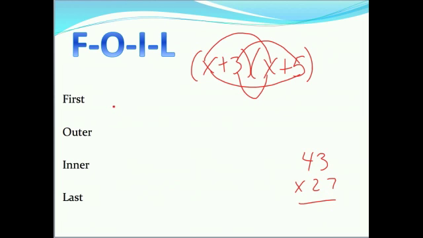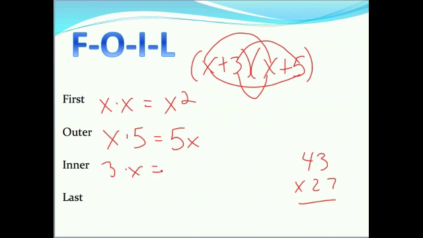So we'll start, our first will be x times x, which we know to be x squared. Our outer will be x times 5, which we know to be 5x. Our inner will be 3 times x, which we know to be 3x. And our last will be 3 times 5, which we know is 15. Okay, so we multiplied first, outer, inner, last, like we did here. But now we have to put everything together.